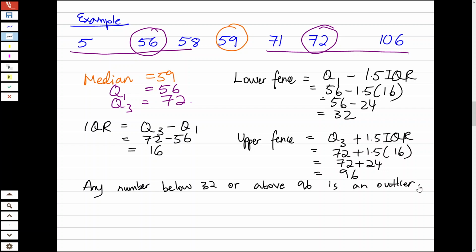So, based on that last sentence which I've written there, are there any outliers in the data set? Which ones are the outliers? Yep. The outliers are... Yeah. Okay.